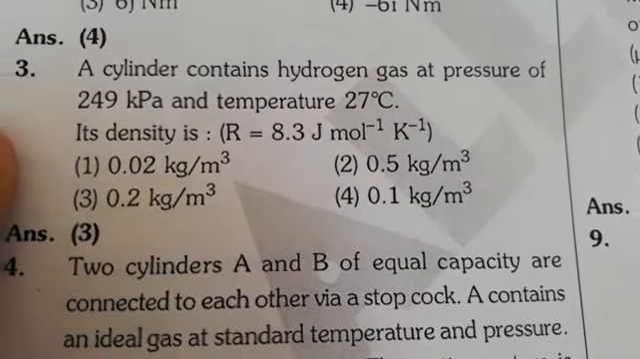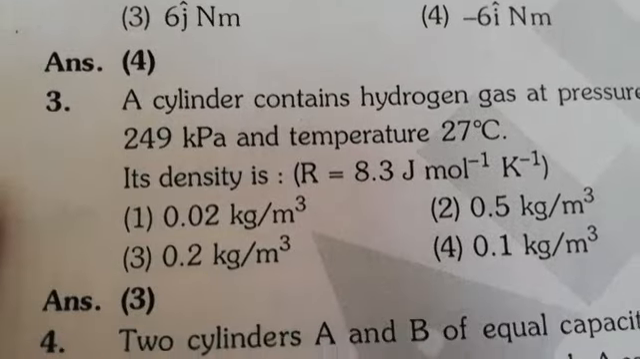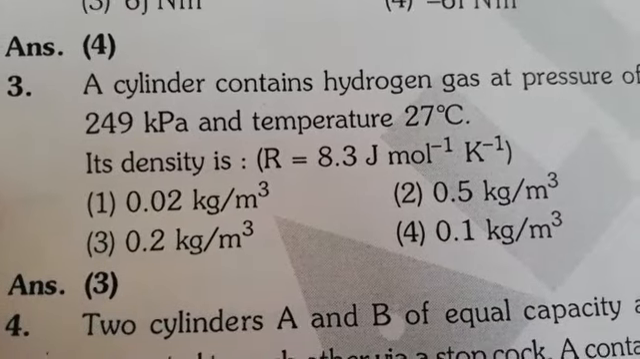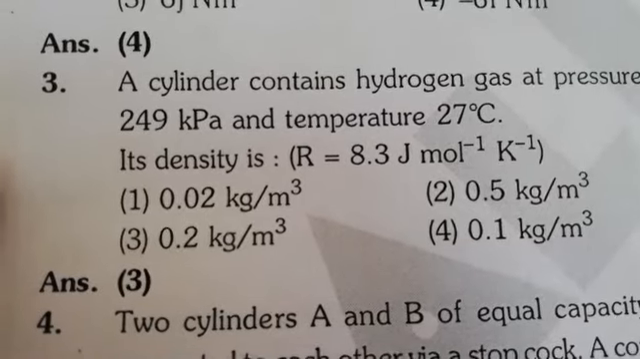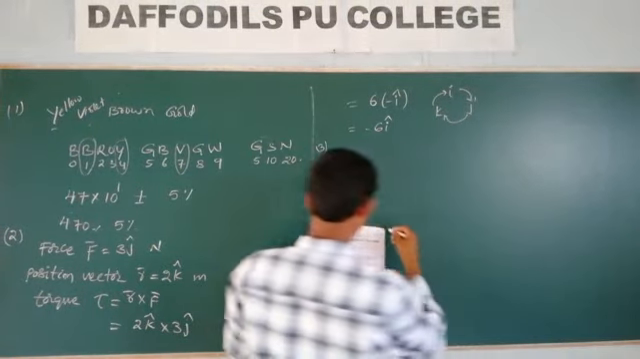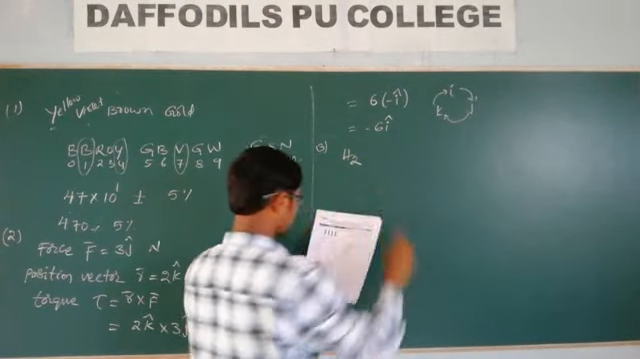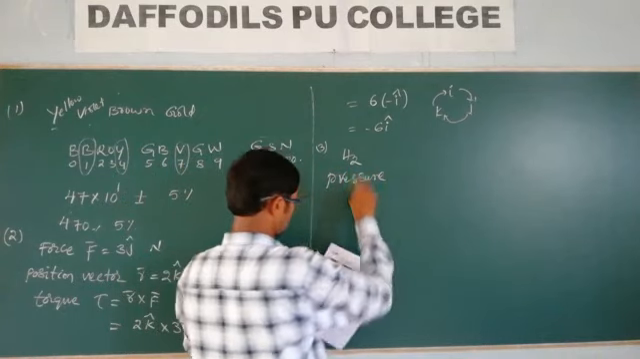Third one. A cylinder contains hydrogen gas at a pressure of 249 kilopascal and temperature 27 degrees Celsius, and R is equal to 8.3 joule per mole per kelvin. We need to find its density. Temperature is given. So let me write the given information: for hydrogen gas, pressure is given.